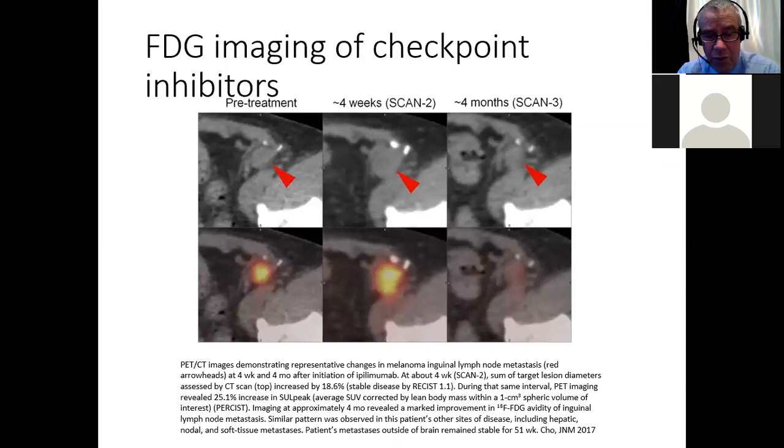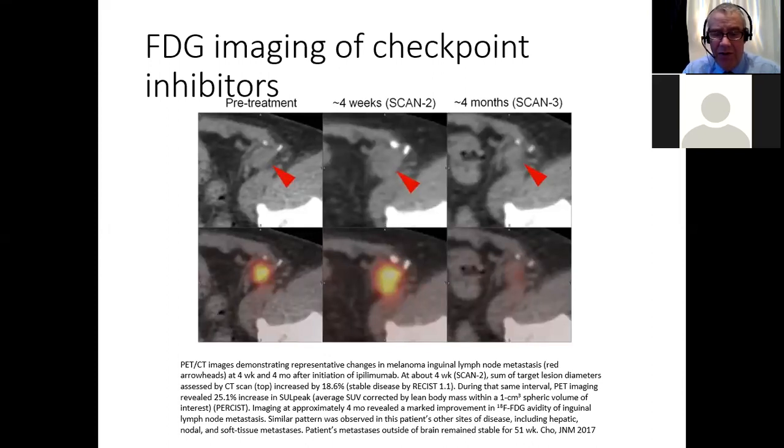This is some fairly new work, which is looking at FDG and checkpoint inhibitors. This is in melanoma. The 3 pictures across the top are pre-treatment, then 4 weeks after treatment, and then 4 months after treatment. If you look on the CT scan, and to help you, there's a red arrow, it starts off with a particular size, then it gets bigger, and then it gets smaller. And this patient has been treated with one of these new inhibitors, ipilimumab. I can hardly pronounce it.